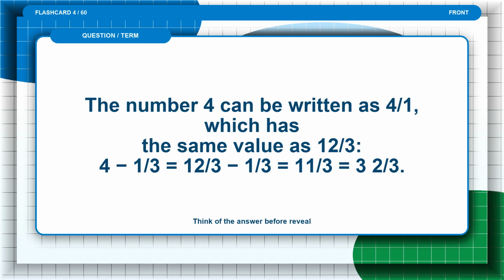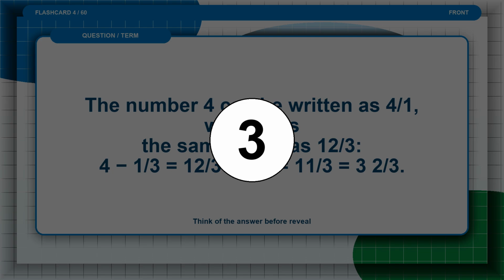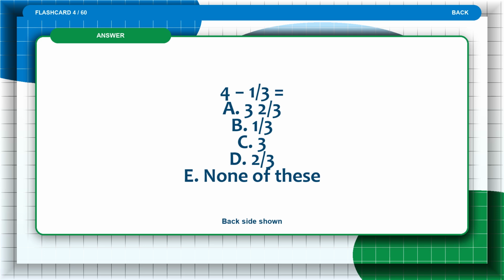Flashcard 4. The number 4 can be written as 4/1, which is the same value as 12 over 3. 4 minus 1/3 equals 12/3 minus 1/3 equals 11/3 equals 3 2/3. Think of the answer before the reveal. The answer is 4 minus 1/3 equals: A, 3 2/3; B, 1/3; C, 3; D, 2/3; E, none of these.